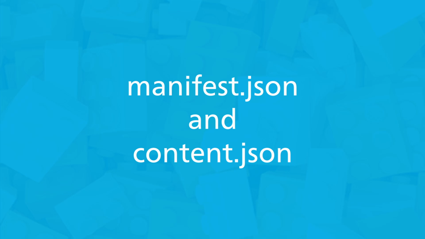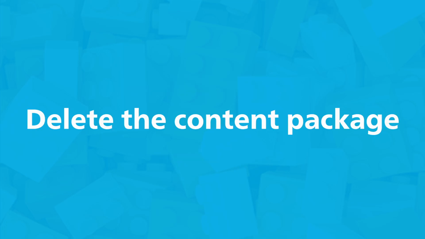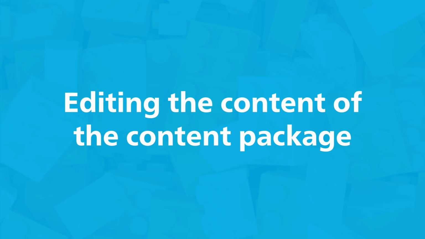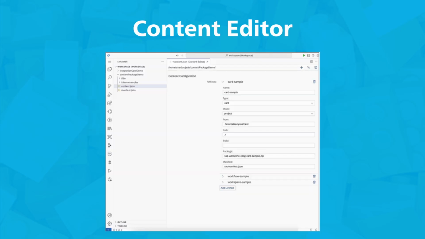There are now basically three actions that can be carried out for the content package that has been created. This deletes the project. By right-clicking the content.json file and selecting Content Package, Content Edit, the content of the content package can be adjusted. Among other things, existing artifacts can be edited, and new artifacts can be added. Alternatively, this can also be entered manually directly in the JSON file.